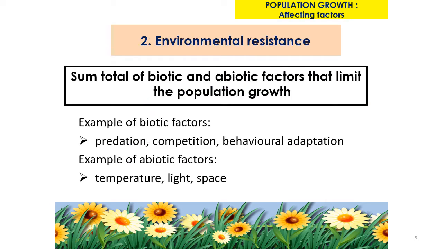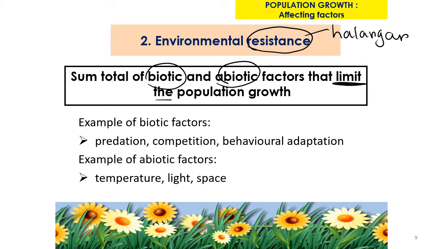The second one is environmental resistance. Resistance means halangan, so halangan daripada persekitaran, environmental resistance. It could be biotic or abiotic factors that limit the population growth. For example, we have resistance from the biotic factors. The resistance could be from predation, from competition between the same species, or behavioral adaptation, whether the organism, the animals, are able to adapt to the environment or not.